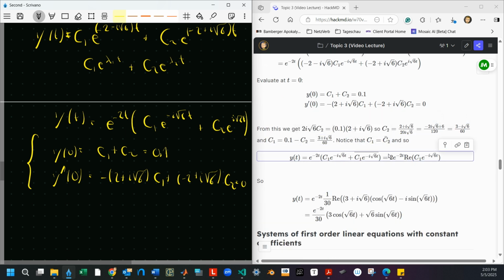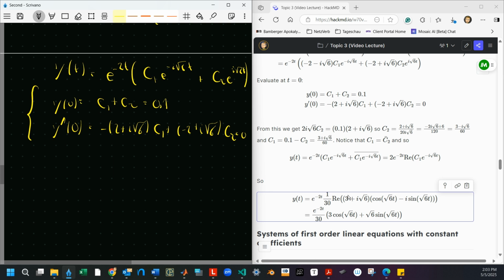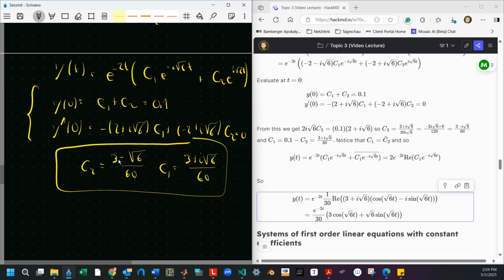So let's see, the solutions turn out to be, now I'm cheating some, C2 equals 3 minus i root 6 over 60, and C1 turns out to be 3 plus i root 6 over 60. If you look really carefully here, lots of things are coming in as conjugate pairs, 3 minus root 6, 3 plus root 6, and that happens all over the place here. If you think about that some, you can actually simplify a lot of calculations.